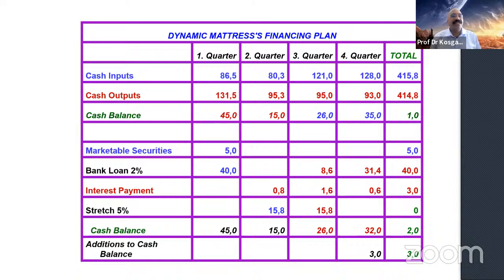And the cash balance. What is in the red color here, 45, means you need more cash in the first quarter. Second quarter also you need more. When you are reaching the third quarter, you are going to have a little balance. So you need to prepare your cash budget accordingly. You need to anticipate. Forecasting is one of the key areas in financial management, financial planning. Likewise for marketable securities.